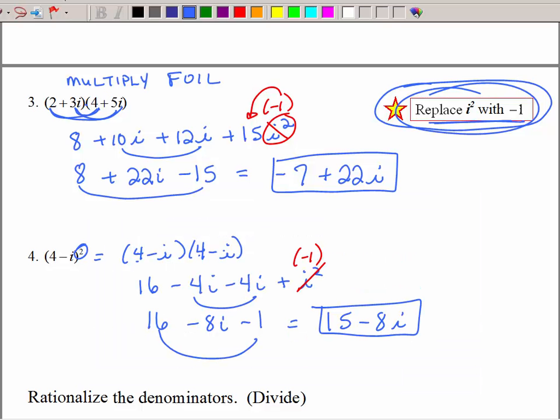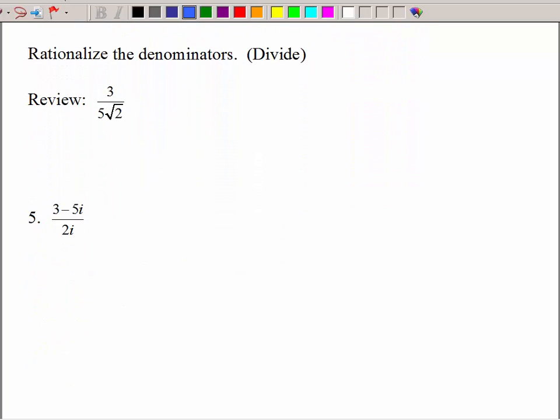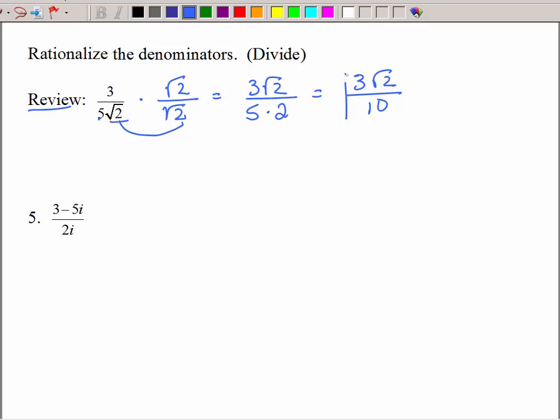Now we're going to look at the little trickier part, how to rationalize denominators. Remember, rationalizing is to get rid of the square root. So this is a review, something we've done previously. We have the square root of 2, so that's what I would multiply by to rationalize the denominator. And then we would have 5, which is there. The square root of 2 times the square root of 2 is 2. And I have rationalized that denominator.